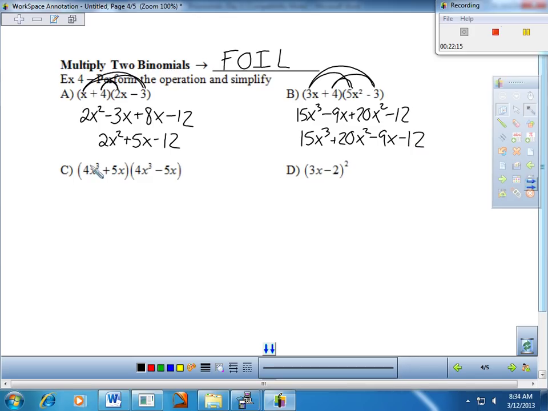Next one right here. This is an interesting one. So watch what happens in this case. I'm going to do my first. I get 16x to the 6th. Outside, I get minus 20x to the 4th.